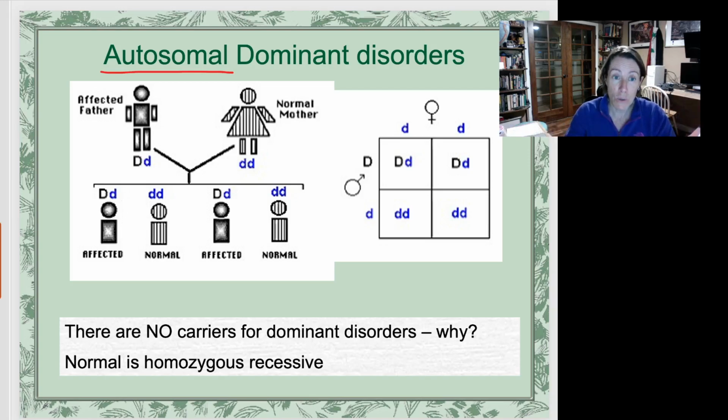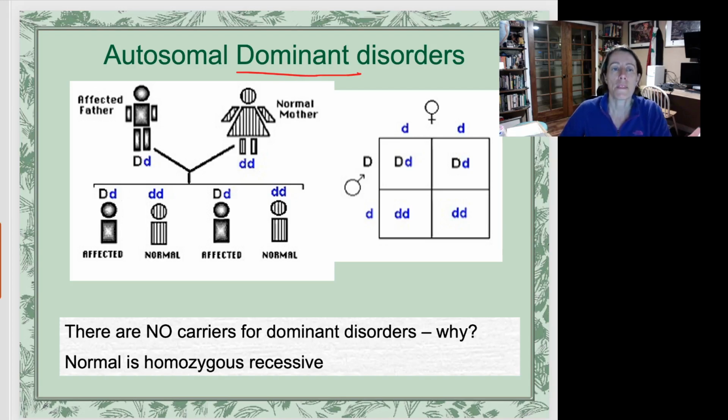So a condition that's caused by a gene on chromosome 7 would be autosomal. Or a condition that's caused by a gene on chromosome 19 would be autosomal. So these are autosomal diseases. And then the dominant part of the name here, this is referring to the fact that the allele that causes the condition shows a dominant pattern of expression.